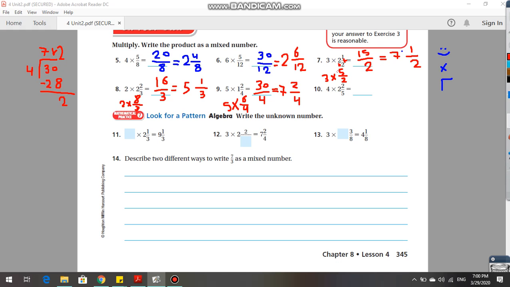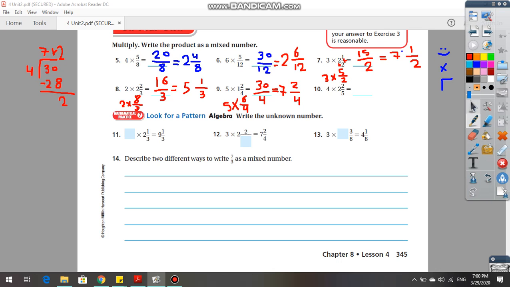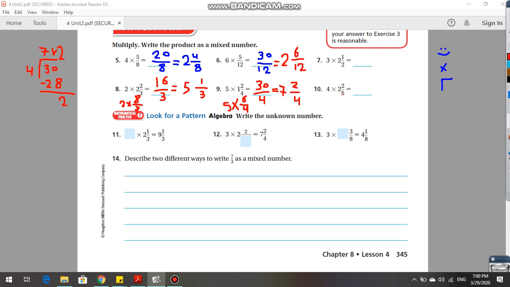Okay, guys, I need to erase this. Okay, guys, number 10, it's 4 times 2 and 2 fifths. It's a whole number by a mixed number, so I have 3 steps. First, happy face. 2 times 5 equals 10. 10 plus 2 equals 12 over 5.